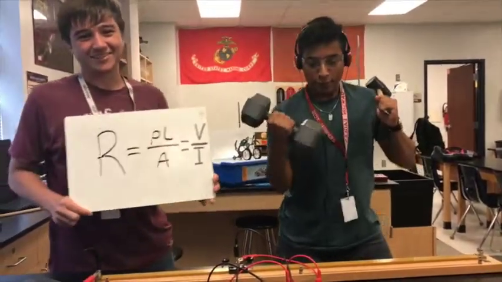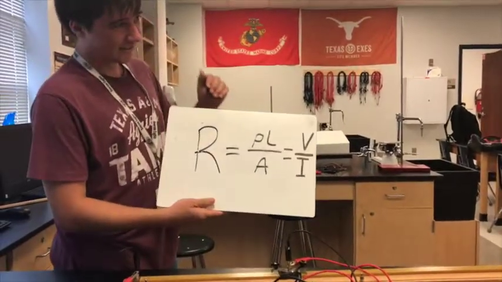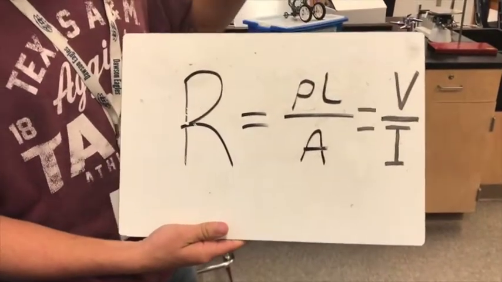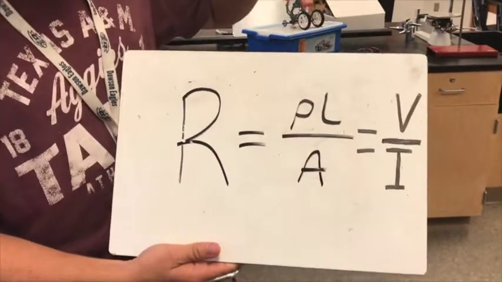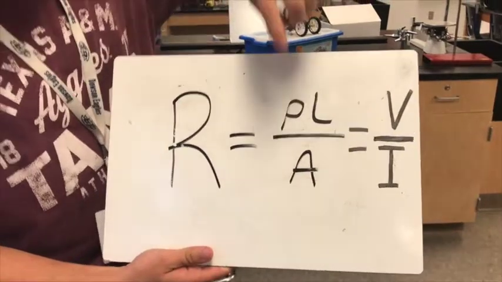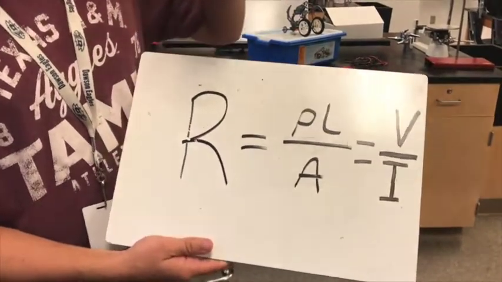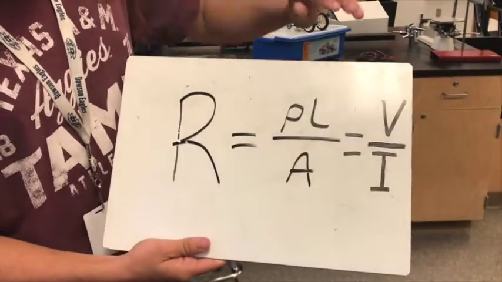Alright, so today we're going to be explaining resistivity. The first thing you need to know is that resistance is equal to the resistivity constant of whatever material you're using, times the length of the material, or the resistor, and that's all divided by the cross-sectional area of the resistor wherever you're measuring it. And that should be a constant.